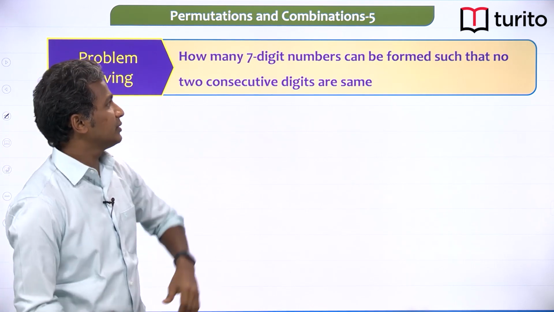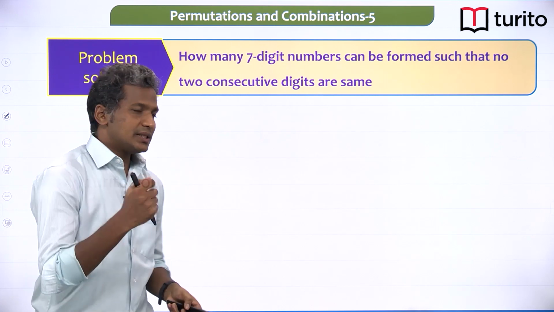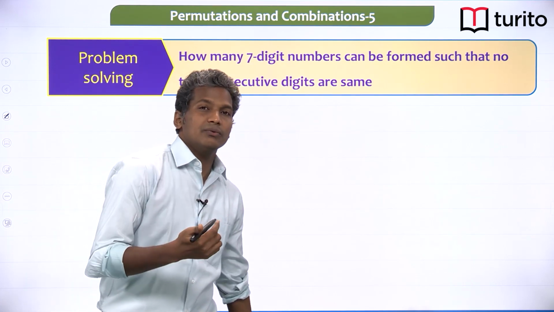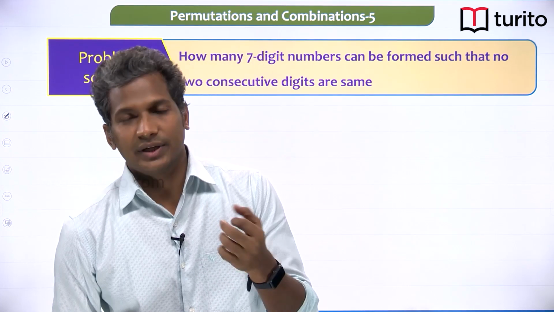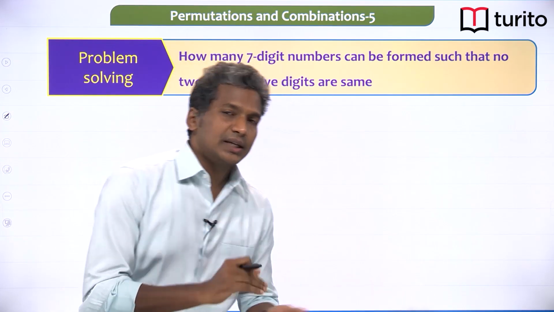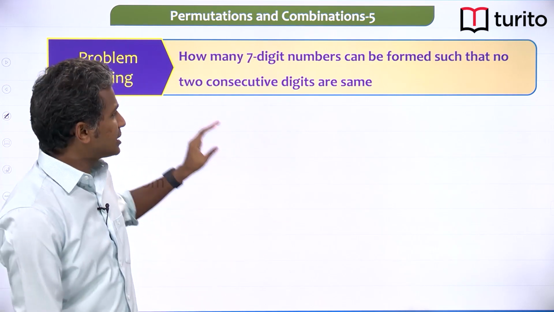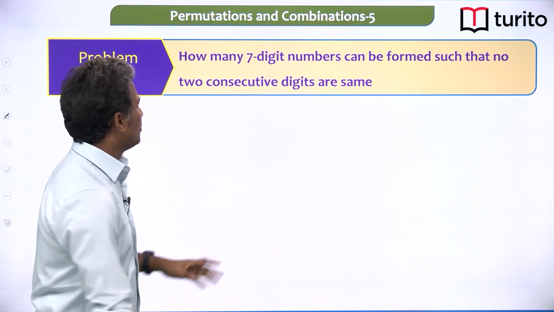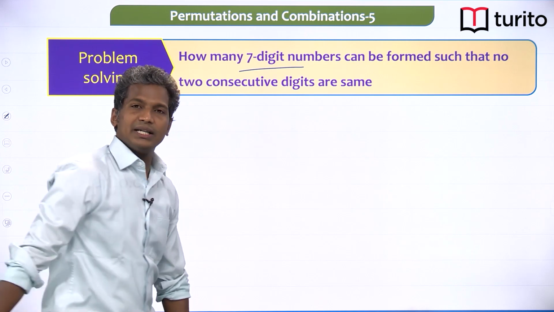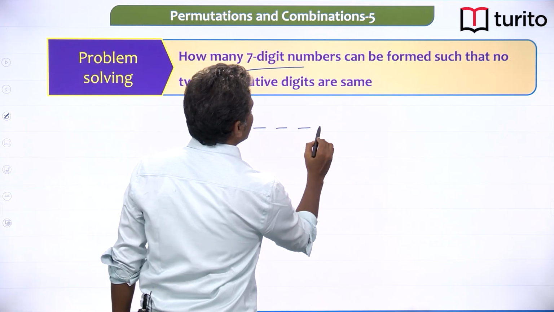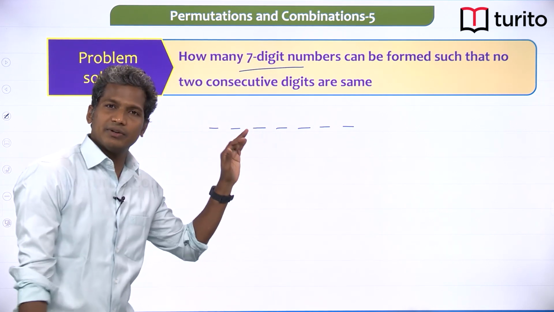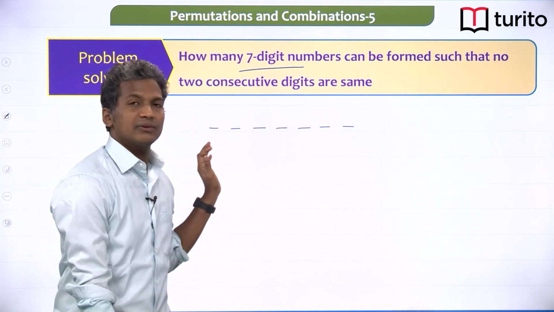No two consecutive digits are the same. So, what do we have to do here? We have to make sure that two consecutive digits are different. How do we understand this? First we have to understand how many places there are, because we are looking for a 7-digit number. So there are 7 places, and we are filling these 7 places.